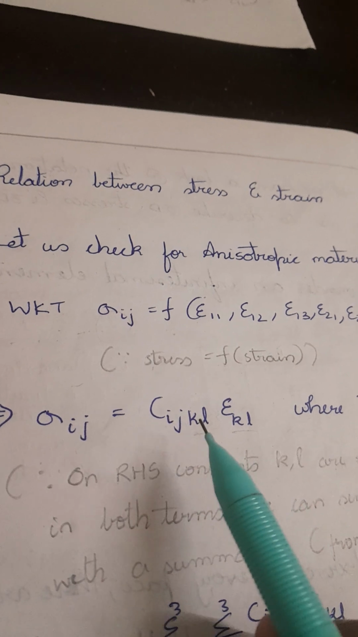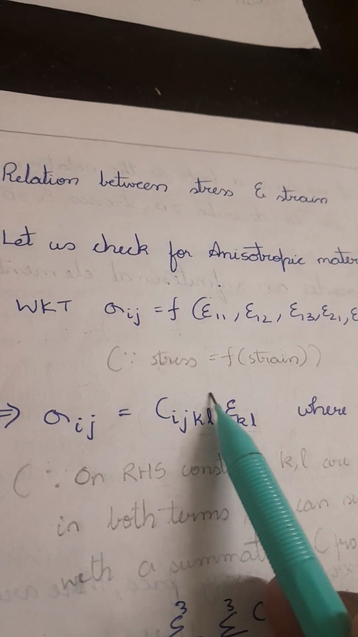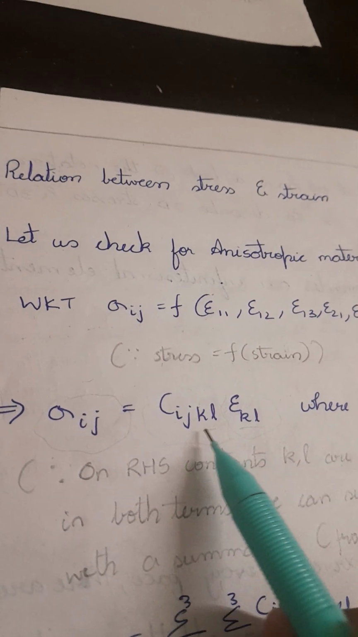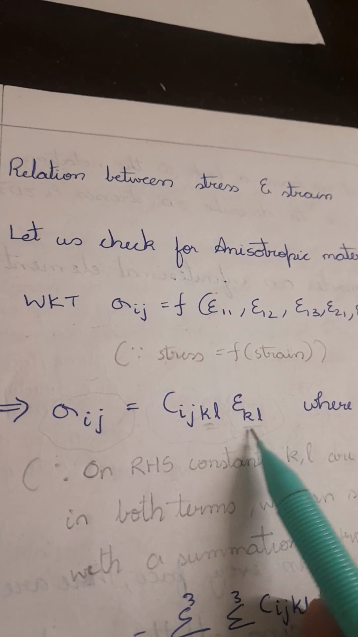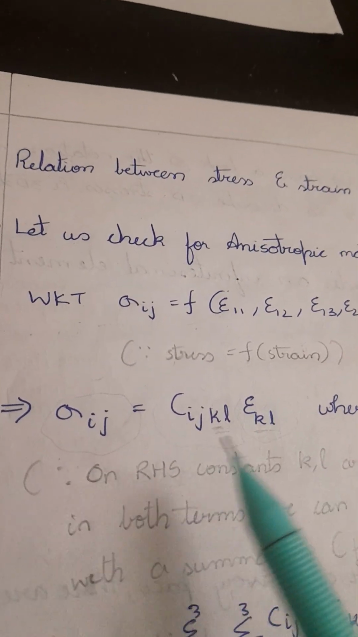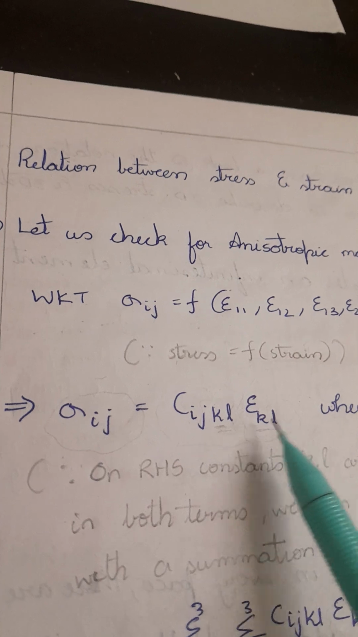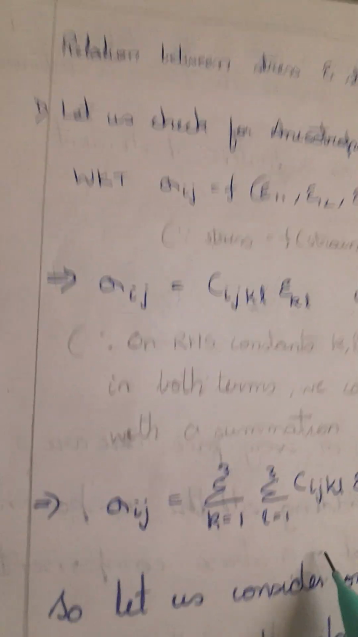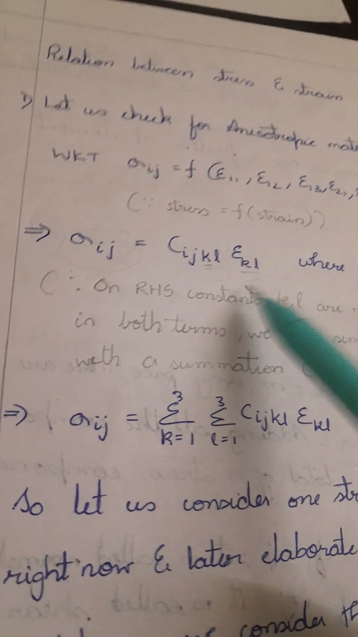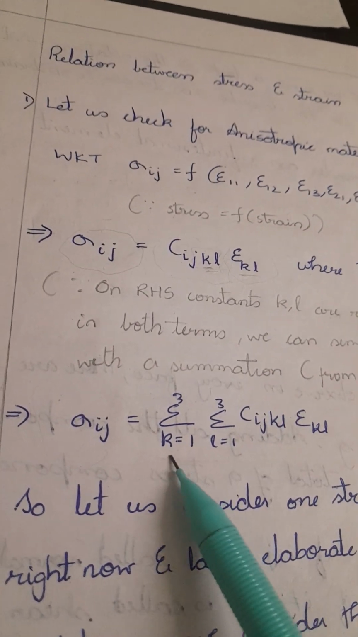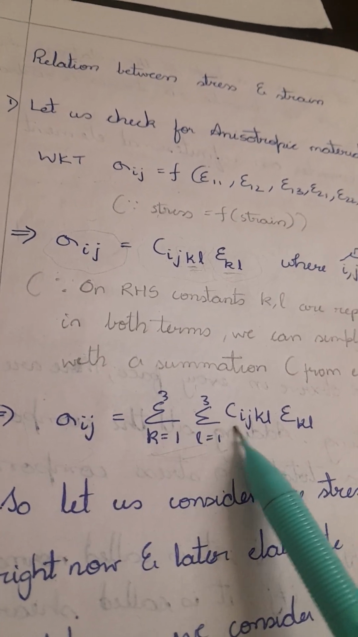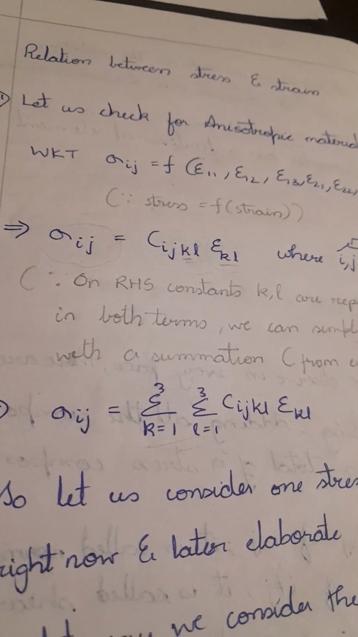So we've seen Cijkl as a matrix. This acts as the stress and this acts as the strain. Now these two components k and l are repeating. So Einstein notation states that when any variable is repeating, we can condense it by writing the summation. So I would be writing stress as a summation over k and l, because k and l are repeating. So k from 1 to 3, l from 1 to 3, Cijkl times strain kl.